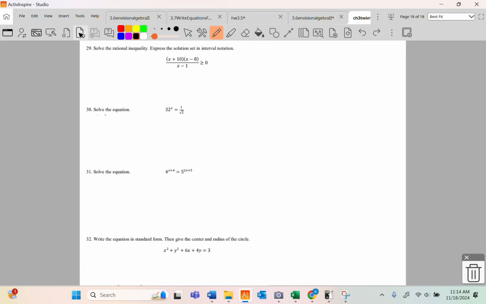Solve the rational inequality. Express the solution set in interval notation. Ugh. It's really not that bad. It's really not.